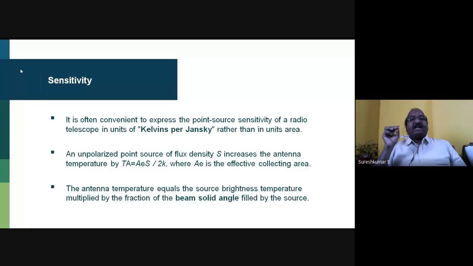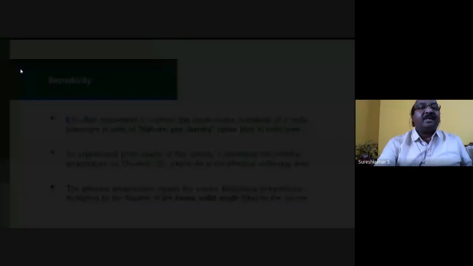That's why the antenna temperature equals the source brightness temperature multiplied by the fraction of the beam solid angle filled by the source. Okay, the source doesn't fill the full solid angle of the dish or the antenna. So the sensitivity goes like kelvins per Jansky.